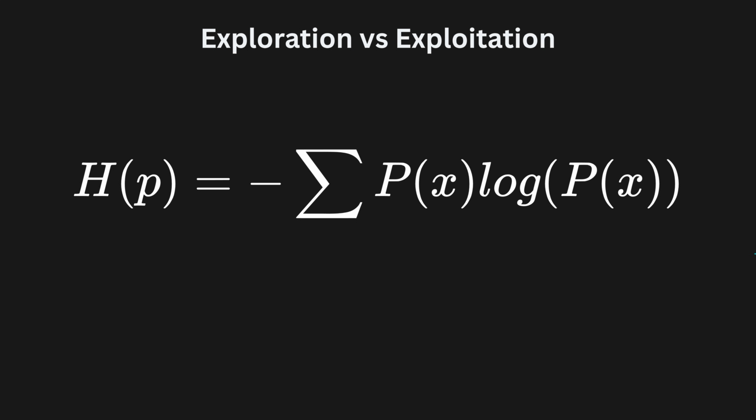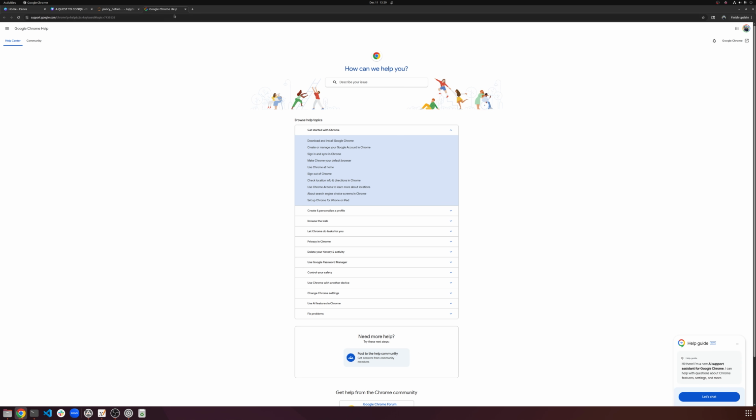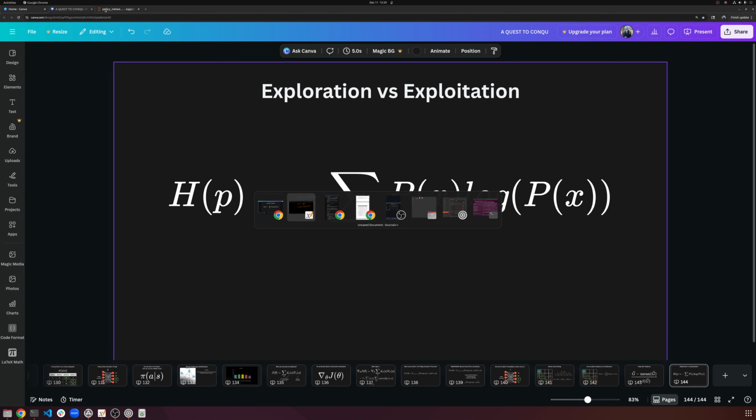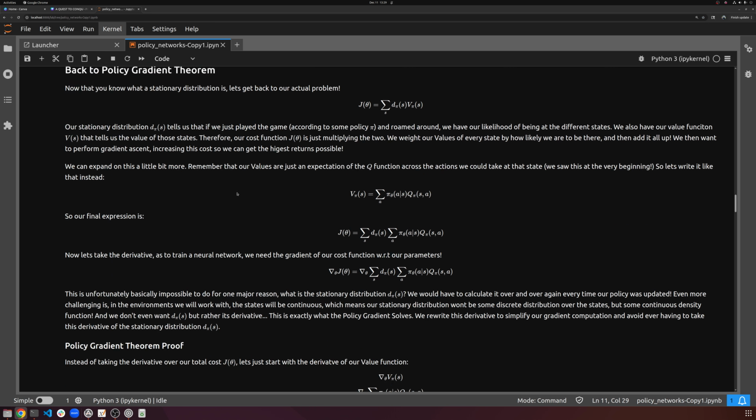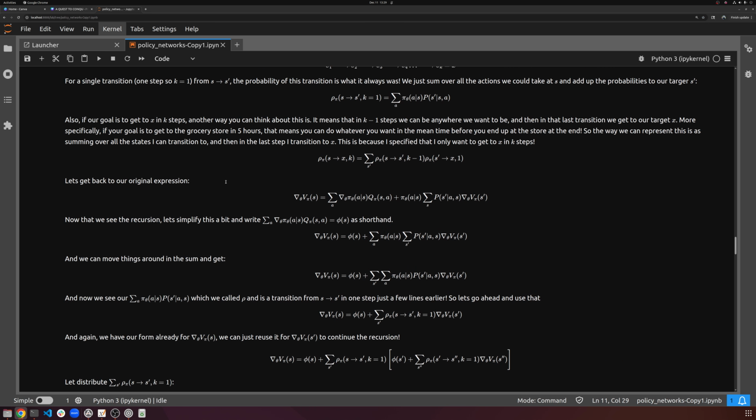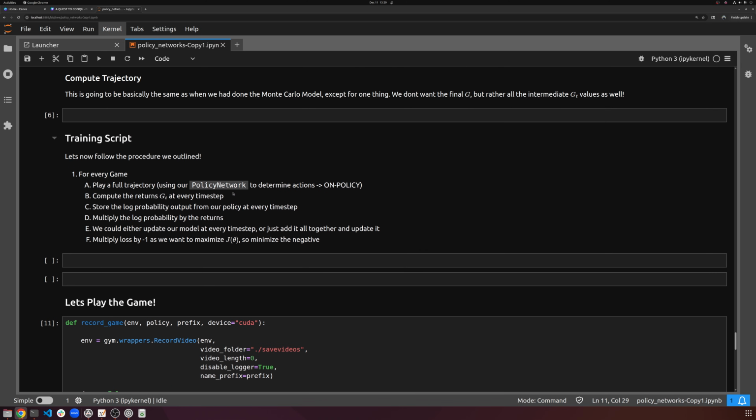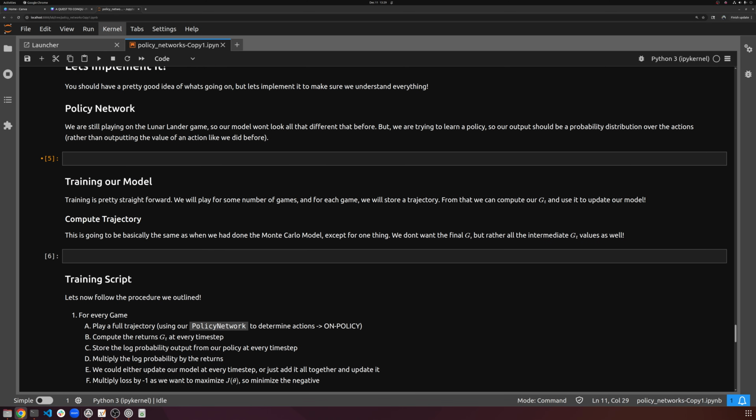Okay, so that is it. All right, so let's go ahead and implement it. We have all of this. We went through all of these derivations. Okay, good. All right, step 1.